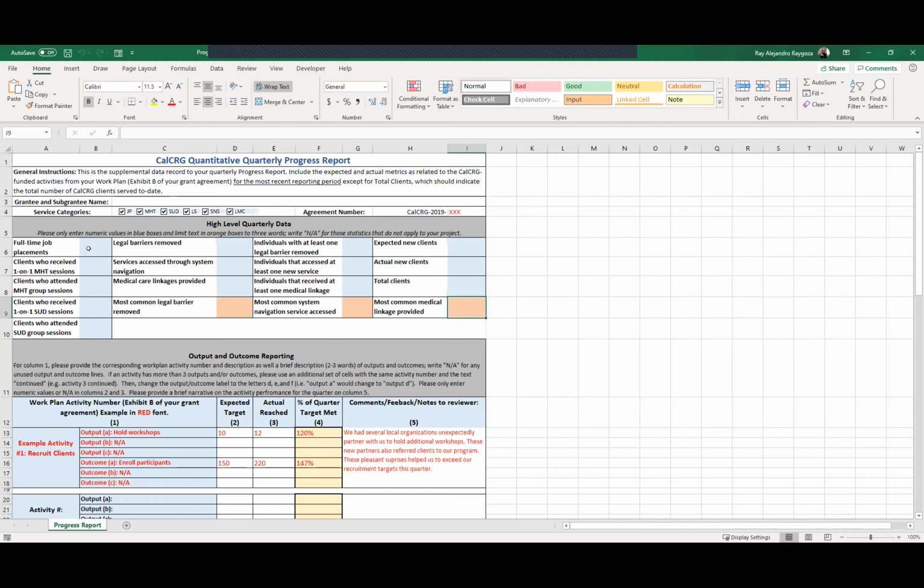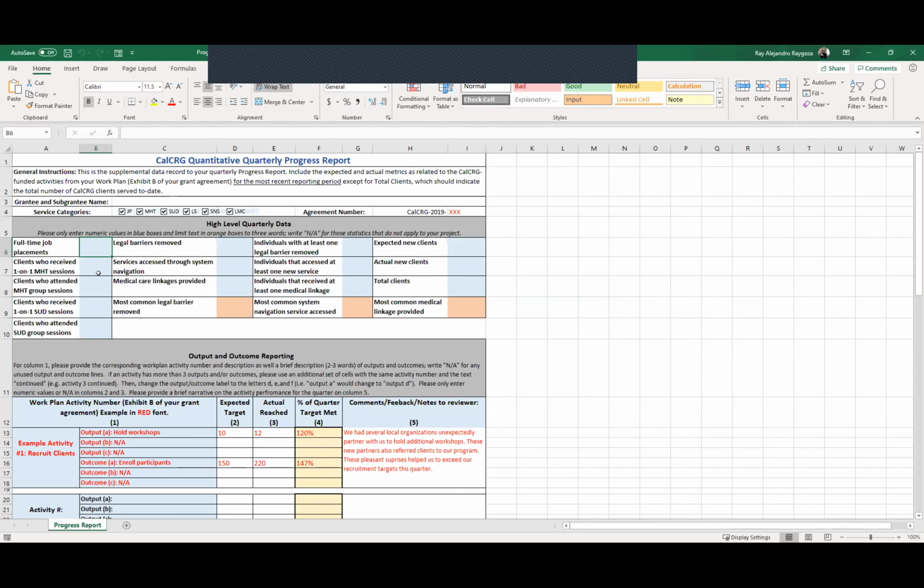So if we go through them one by one, this is to report the number of full-time job placements that you had during the quarter, the number of clients who received one-on-one mental health treatment sessions, and the number of clients who attended mental health treatment group sessions. Same thing for substance use disorder. Then we move to legal barriers. So what's the number of legal barriers that were removed? And next to it, what's the number of individuals with at least one legal barrier removed?